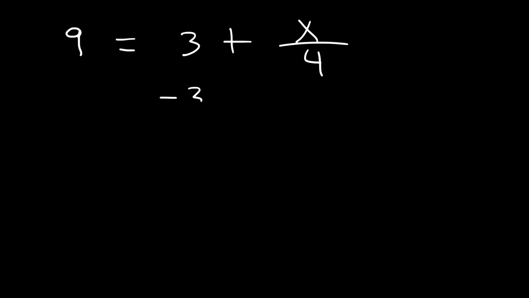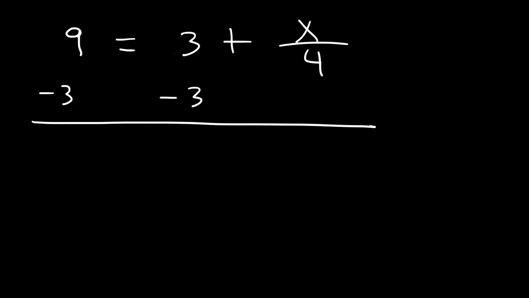Now let's move on to our next example. Consider this equation. 9 is equal to 3 plus x divided by 4. So we have a fraction. What do you think we need to do in this problem? Well, in this problem, we could start by subtracting both sides by 3, just as we've been doing. 9 minus 3 is 6. Now let's bring down the fraction. So 6 is equal to x divided by 4.